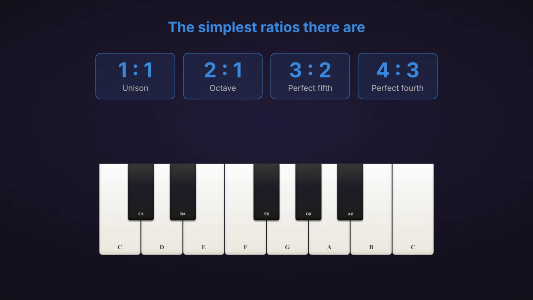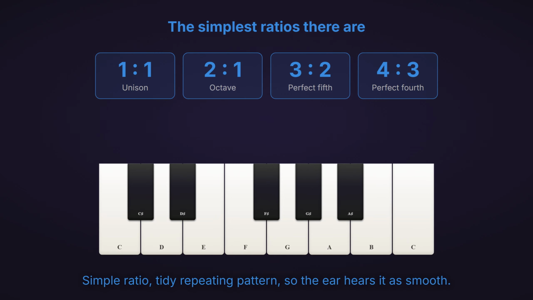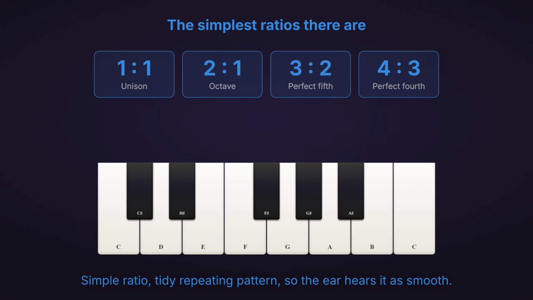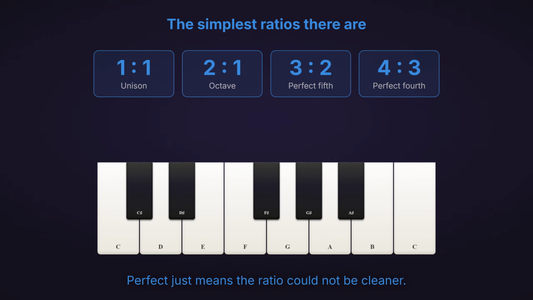When the ratio is this simple, the two vibrations lock together neatly and repeat in a short, tidy pattern, so the ear reads the blend as smooth and settled. Push the ratio higher, to something like 16-to-15, and the waves only line up after a long, messy stretch, and the notes audibly rub and beat against each other. So perfect is not a value judgment and it is not about being pretty. Perfect just means the ratio could not be cleaner.